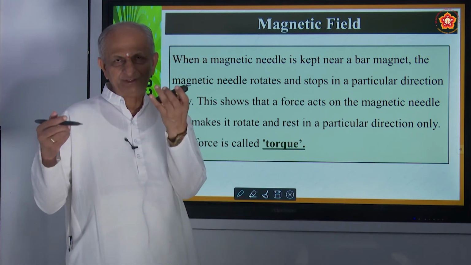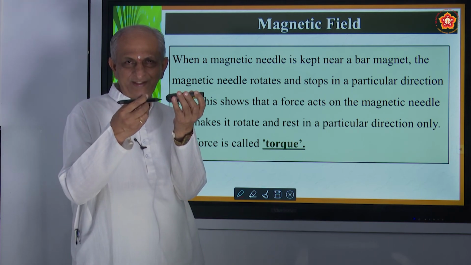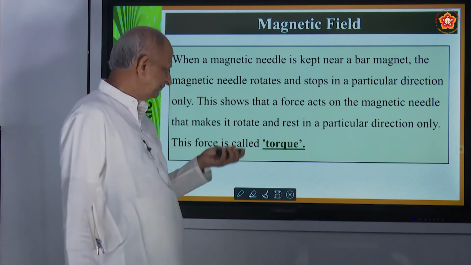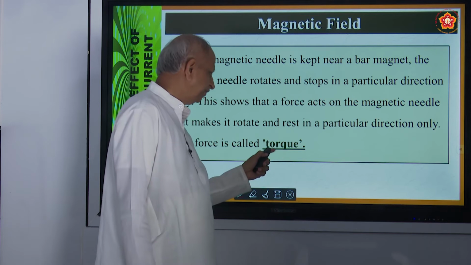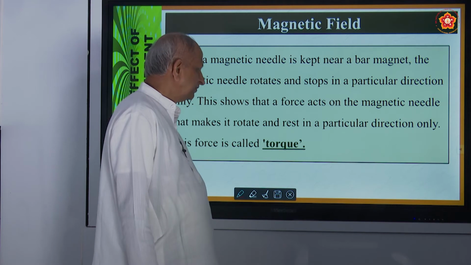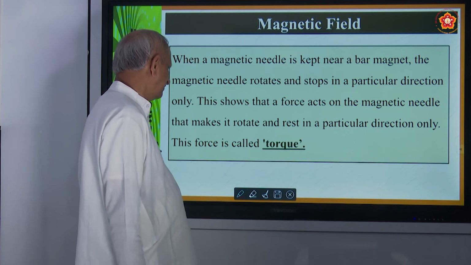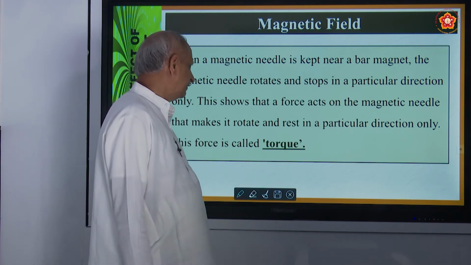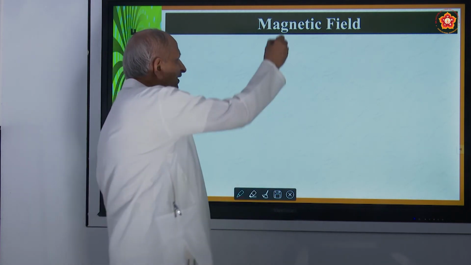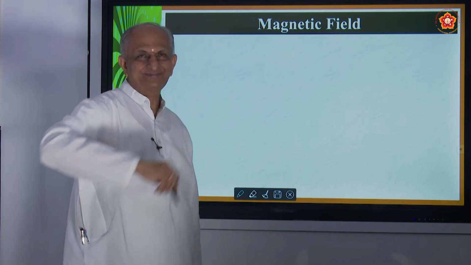So, suppose this is a magnet. You bring a magnetic substance near it. It also gets attracted, and temporarily it acts like a magnet. And this force is called torque, T-O-R-Q-U-E. So, this property of attraction or repulsion, of course, if it is a magnetic substance, it is only attraction. If it is another magnet, there may be repulsion also. That is because of the magnetic field. Field means what? The area around a magnet.